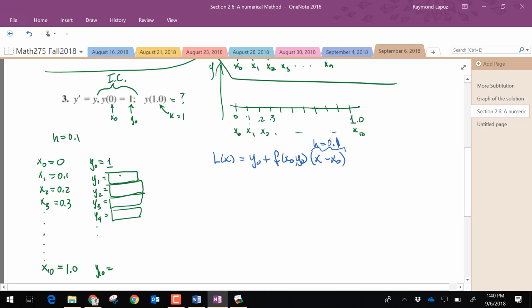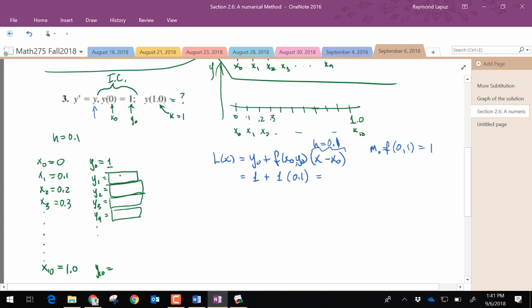So f of x is going to be 0, y is going to be 1. The slope is going to be whatever this function is, right? So what is the slope going to be? This is your first slope. It's going to be 1, right? Because it's just a y. There's no x's there. So I put y equals 1. And so I will have y sub 0 plus 1 times 0.1. And so this is going to give me my first y value that I'm looking for.